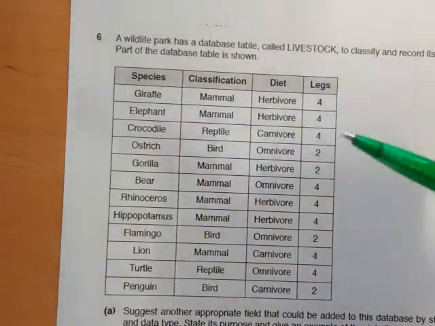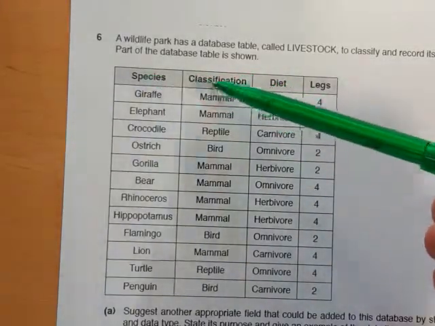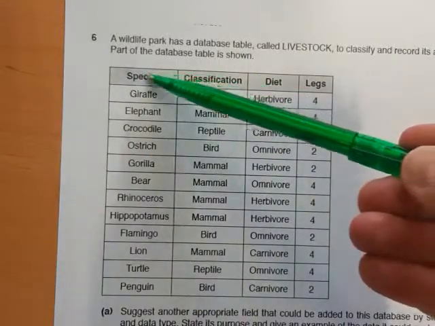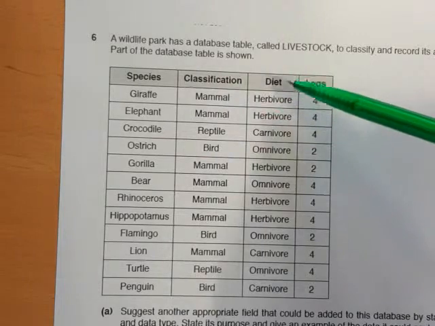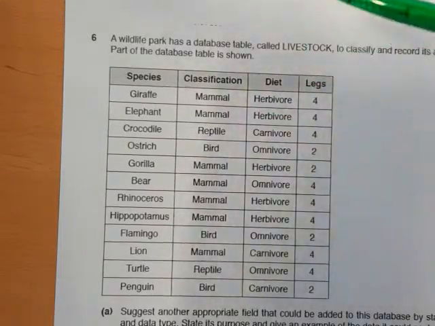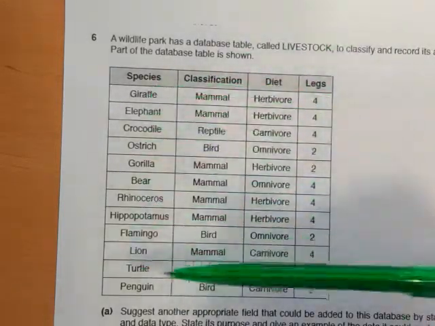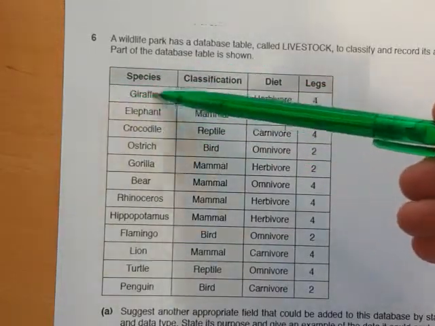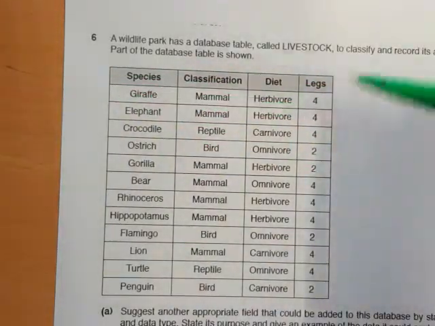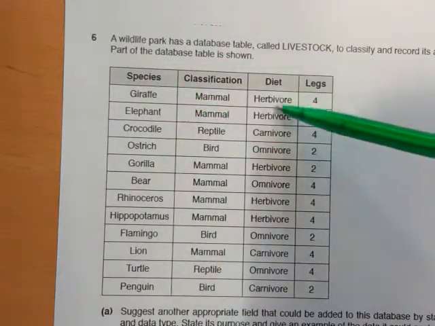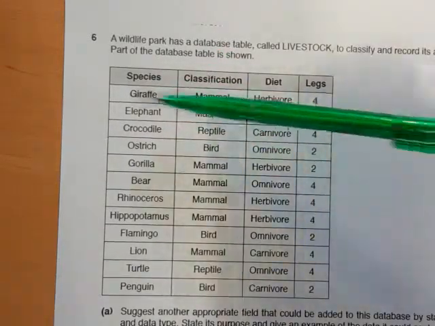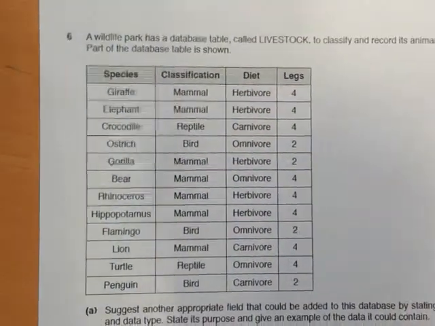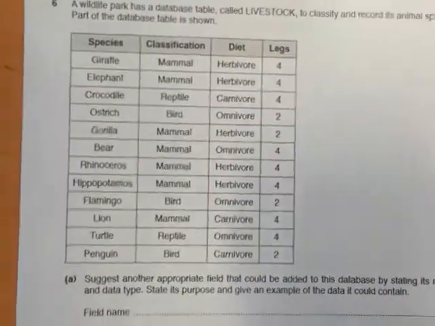The fields are the individual names for each of the different types of data being stored. So we've got the species field, classification field, diet field, legs field, and within those fields we have the data. The data is split up into records. A complete record is one set of data, for example giraffe, mammal, herbivore, 4. That's one complete record here. Some of the papers do specify that as a question.